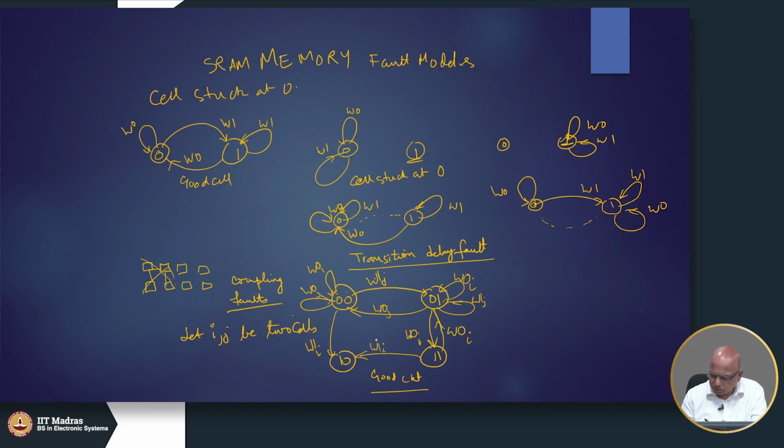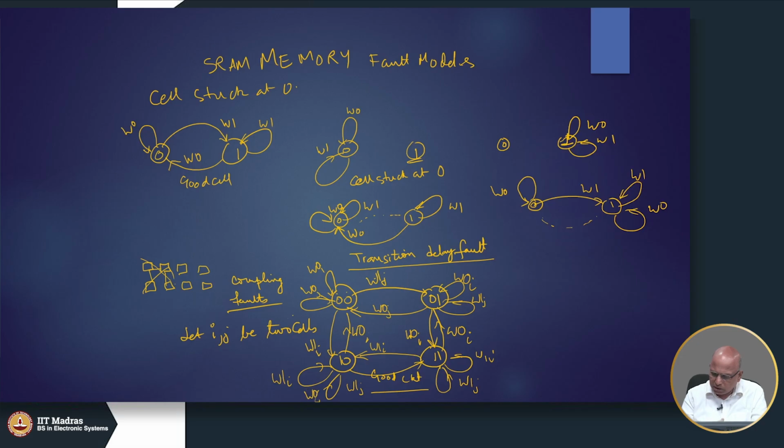If you write a 1 in I, it will go here. If you write a 1 in j, it will go here. If you write a 0 in I, it will go here. And you can add the remaining things. If you write a 1, it will stay here. Similarly, write 1 here or write 0.